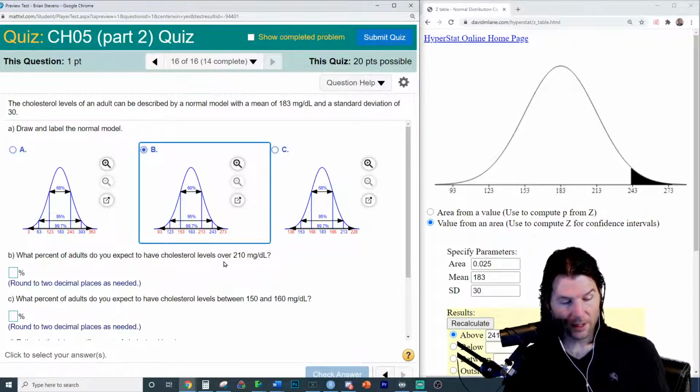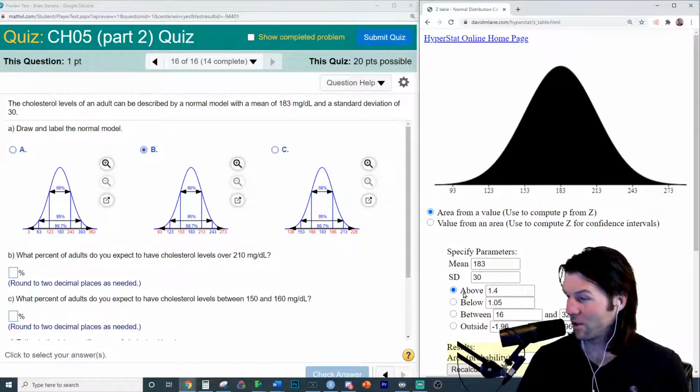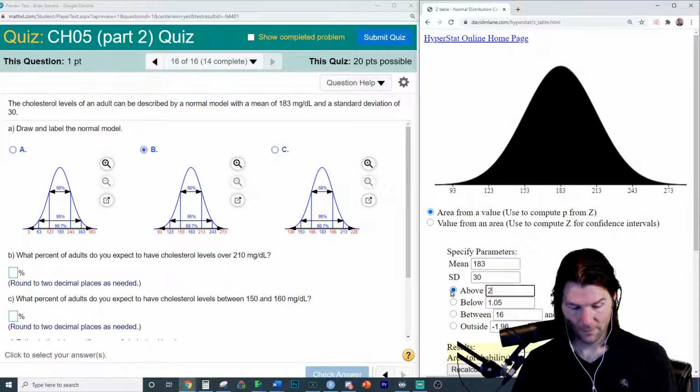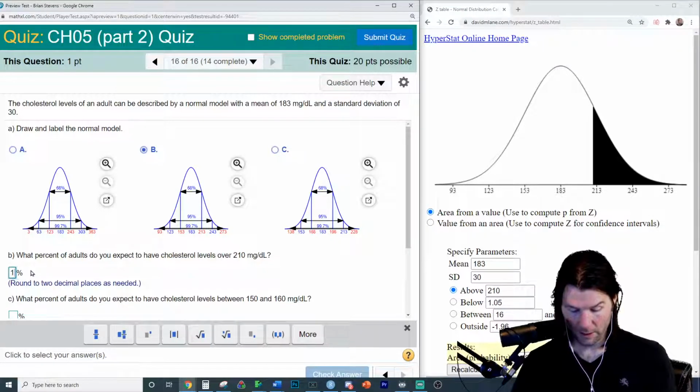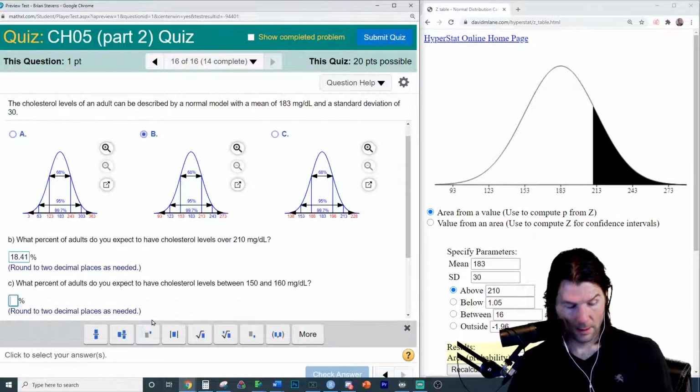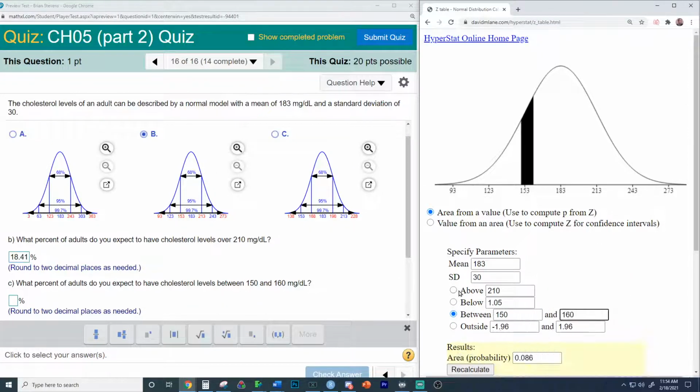What percent of adults do you expect to have cholesterol levels over 210? So we need to go above 210. Thank you so much, Clarissa, right there. Above 210, 18.41. And then what percent do you expect to have between these numbers? There we go. Blocking the numbers. 8.6.